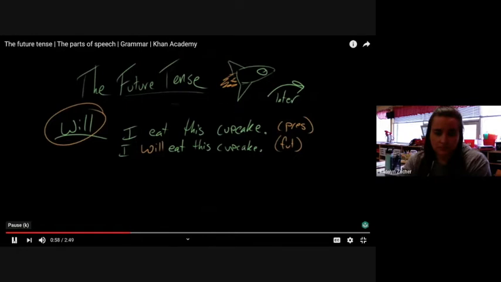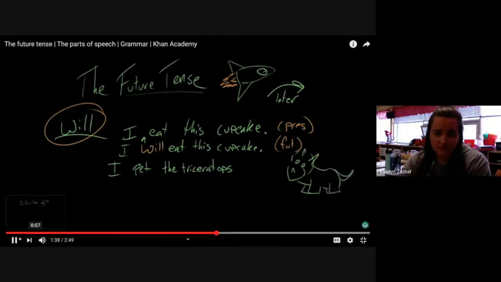As opposed to the present, which talks about now, and the past, which talks about stuff that has already happened earlier, like yesterday. So the most common way to form the future is to just make a sentence in the present tense, and then before the verb, just shoop, stick will in there. So, I pet the Triceratops. I bet you have a good guess on where will goes if he's going to do it in the future. Favorite dinosaur. Wish I could pet one. Can't. They're extinct. I pet the Triceratops, but in the future, maybe when they clone dinosaurs, I will pet the Triceratops.